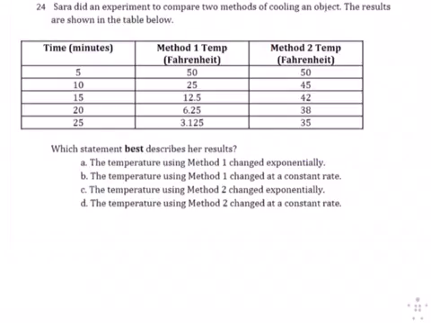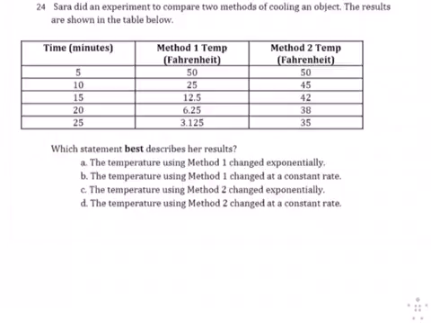24. Sarah did an experiment to compare two methods of cooling an object. The results are shown below. Which statement best describes her results? So the question here is, if you read the answer choices, it's wondering if it's an exponential graph or if it's going to be a constant rate, which would be a linear graph. So we just need to remember the difference between exponential and linear.